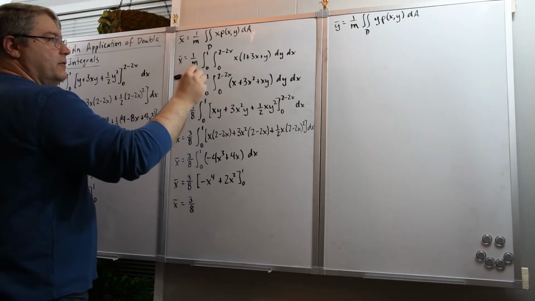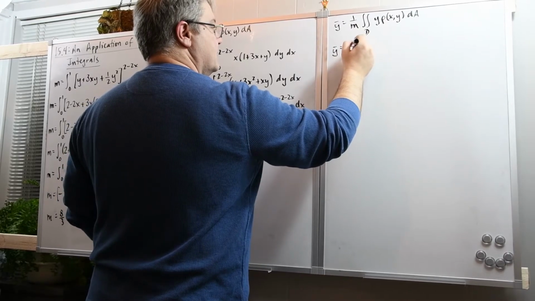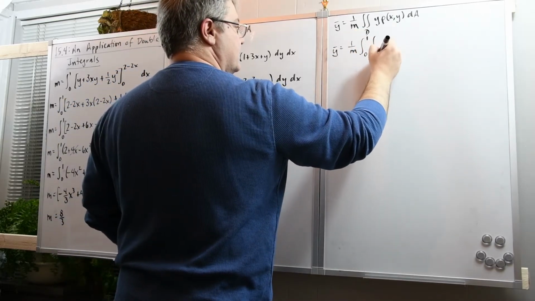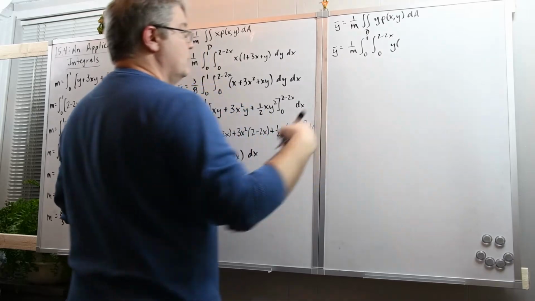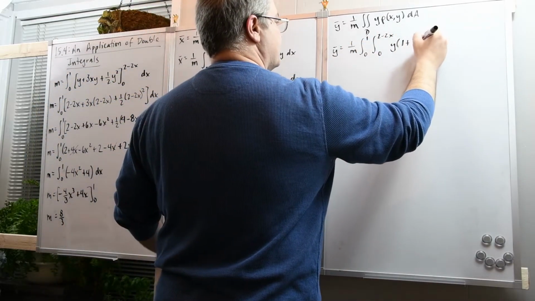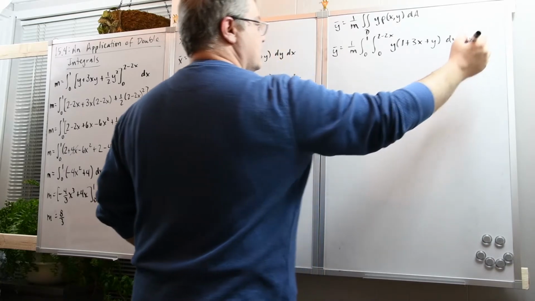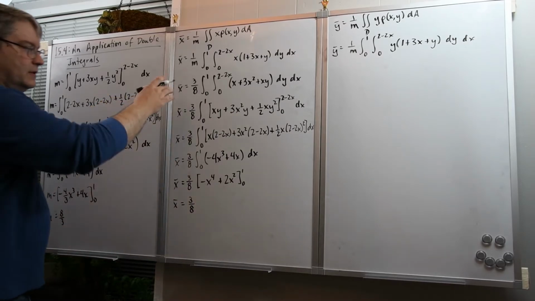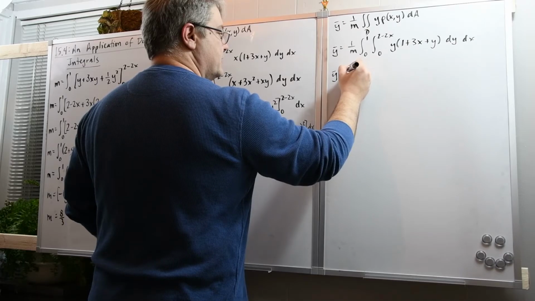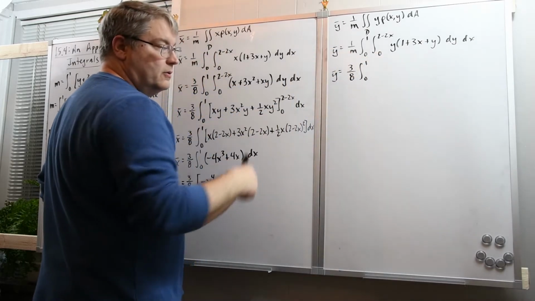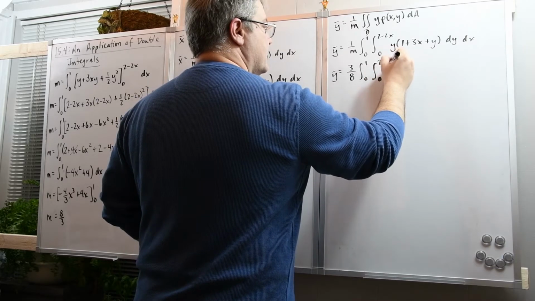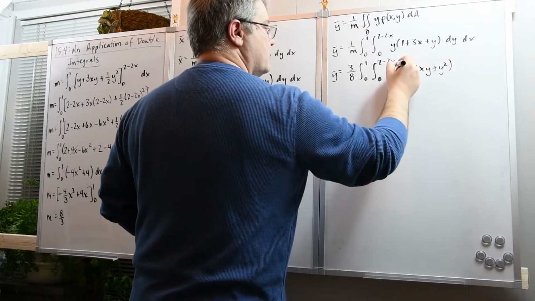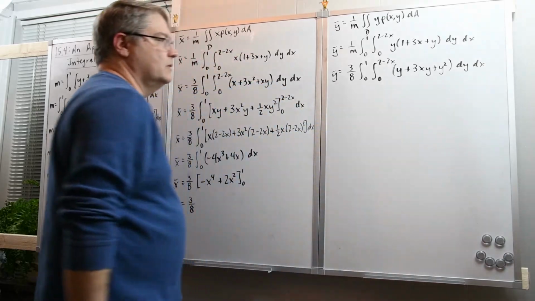So we're going to have y bar is the same thing as 1 over m. We'll have the integral 0 to 1 on the outside, 0 to 2 minus 2x on the inside, and then y times 1 plus 3x plus y, dy and dx. Again, we know that 1 over m is the same thing as 3/8. That means that y bar is going to be 3/8 times, once again, the integral 0 to 1 on the outside, 0 to 2 minus 2x on the inside, of y plus 3xy plus y squared, dy dx.